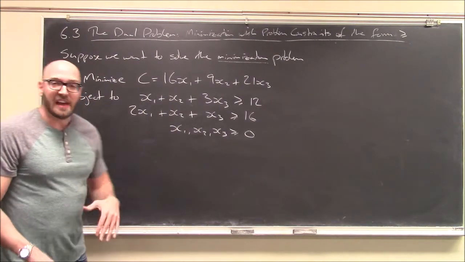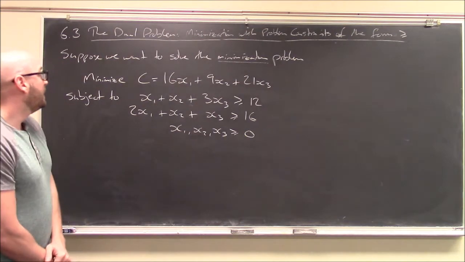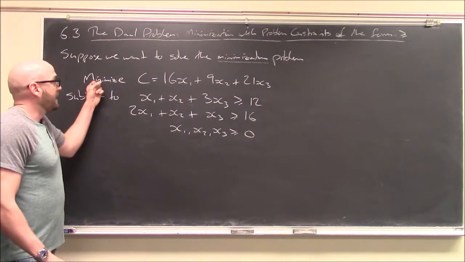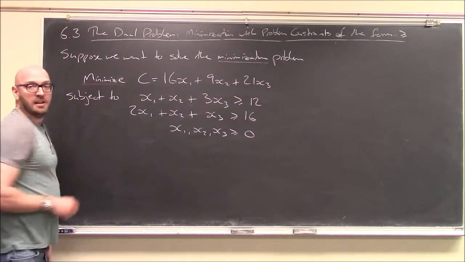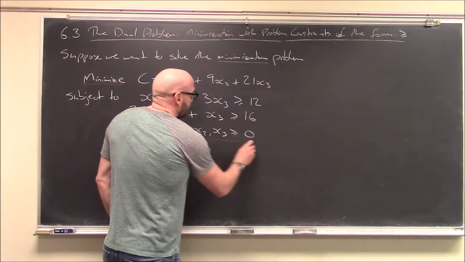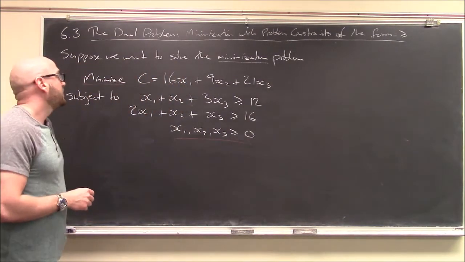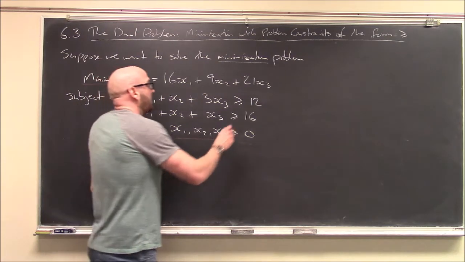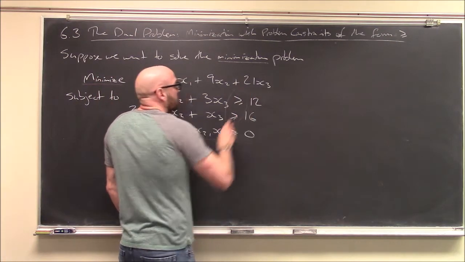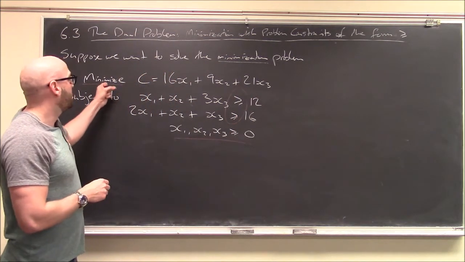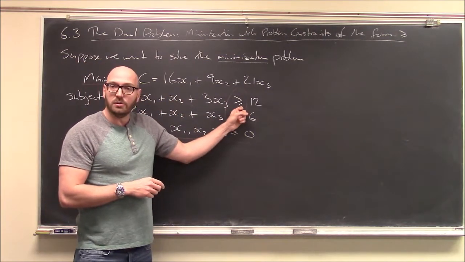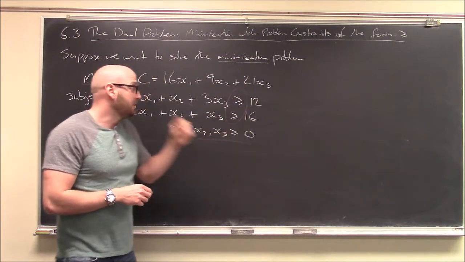So what makes this a standard minimization problem in standard form? Well, a few things. Once again, I'm asked to minimize, so it's a minimization question. I have my non-negative constraints that I always need on my variables. All of my inequalities are greater than or equal to. So when I'm working with minimization, I need greater than or equals to. Maximization, we have less than or equals to.